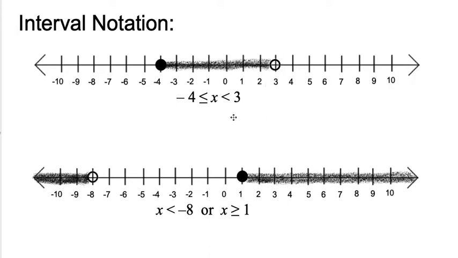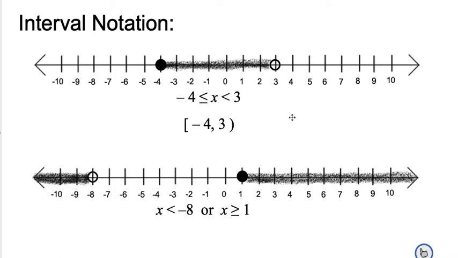In this case, for -4 less than or equal to x less than 3, or x greater than or equal to -4 and less than 3, we have a square bracket for the -4. Then we're shading from -4 to 3, and then we have a round bracket or parentheses at the 3.